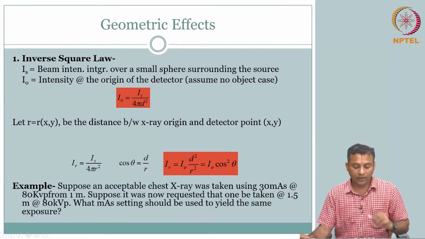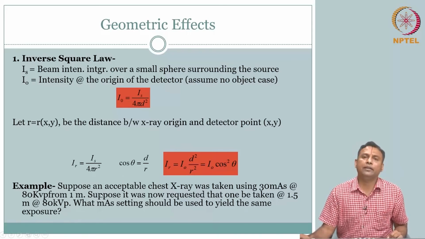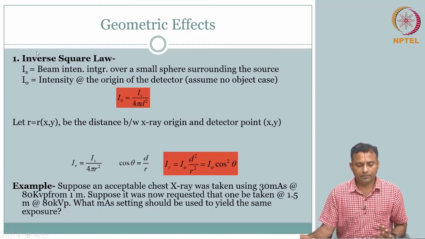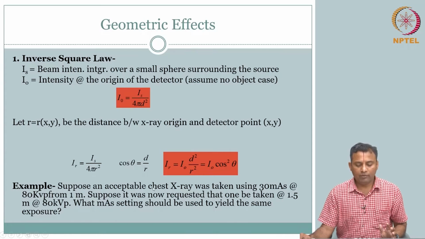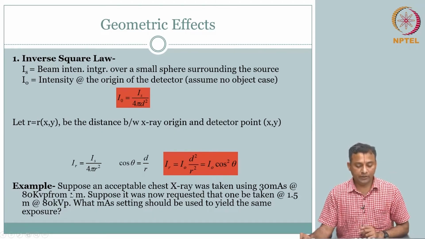So why is this important? This inverse square law, just an example here, is very commonly used, because it's a very common scenario. So you have an acceptable chest X-ray with some setting: 30 milliampere second at peak voltage applied of 80 kilovolts. This is your X-ray tube configuration. Now the person is standing at 1 meter.